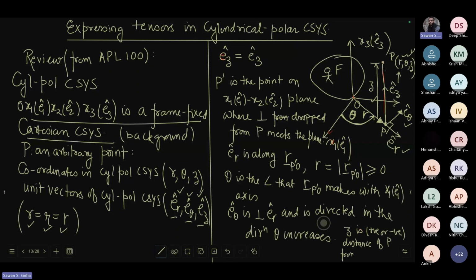from P prime. So generally distance we say is always positive, but I am putting this extra thing, positive or negative. So if P is above the plane of x1 E1, Z is greater than 0. If P is not here, but P is lying below the x1 E1 x2 E2 plane, we will have negative Z. I will put this under quote. Okay, so in this way you define all these 3 coordinates and 3 unit vectors.